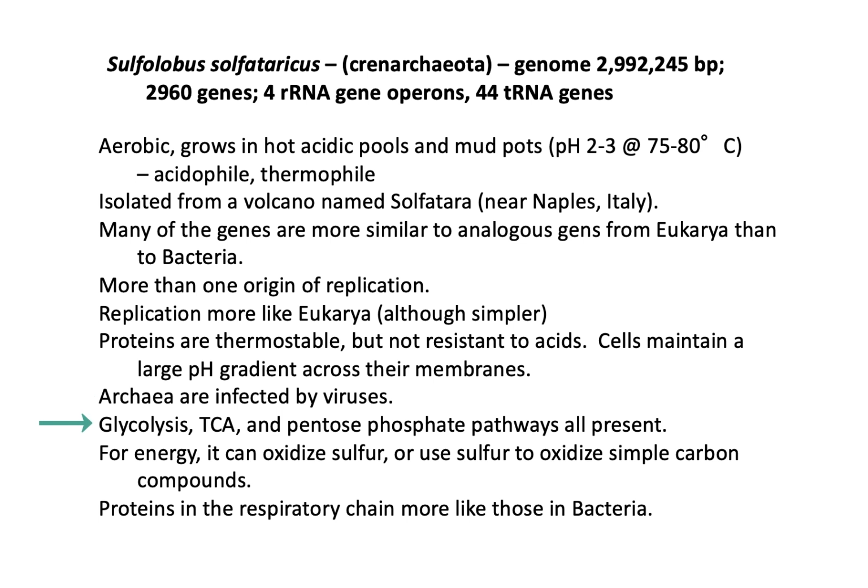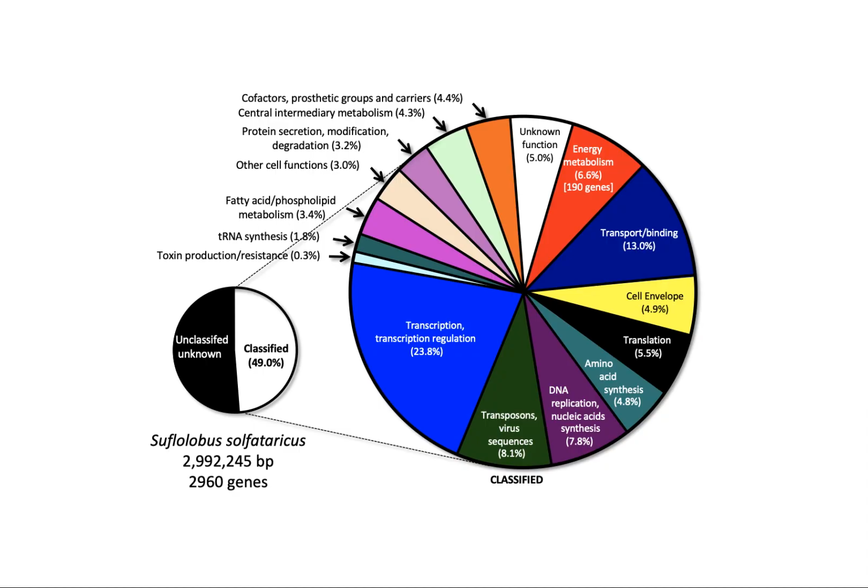They found glycolysis, TCA, pentose phosphate pathway, all of the central metabolic pathways were there. It can oxidize sulfur. There's a lot of sulfur around there. And it can then make simple carbon compounds using that energy. And the proteins in the respiratory chain, on the other hand, are more like those in bacteria. Here is a pie chart of the different gene categories.